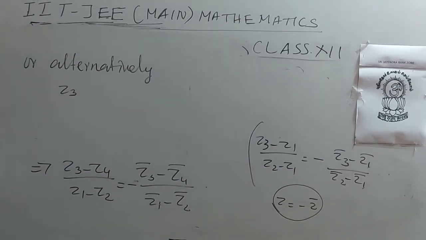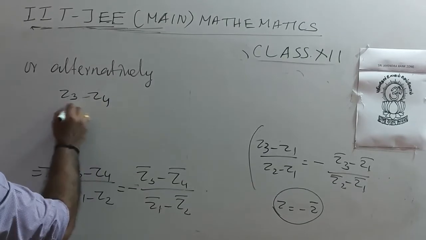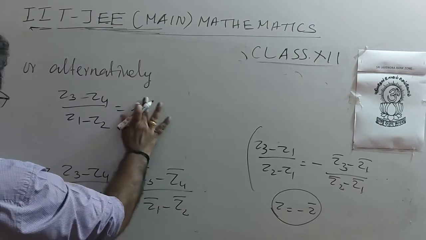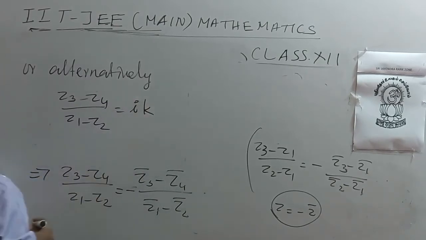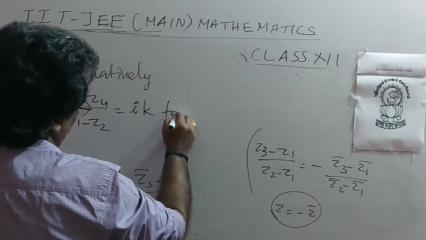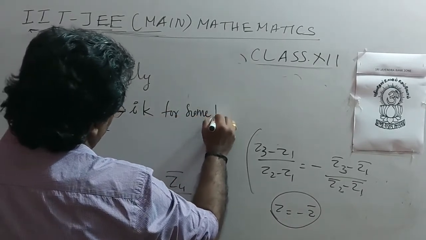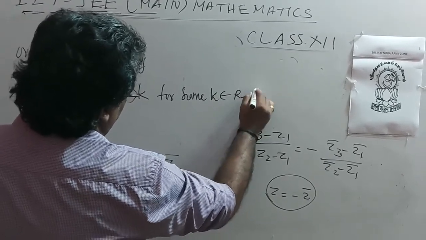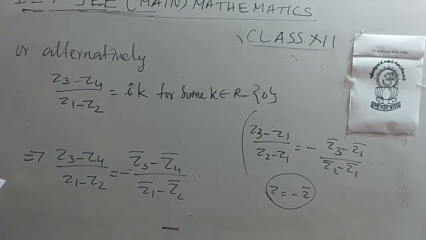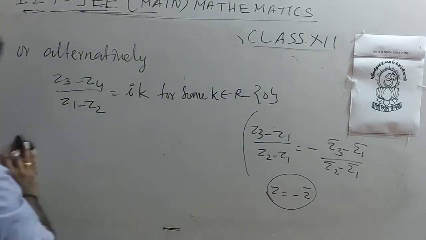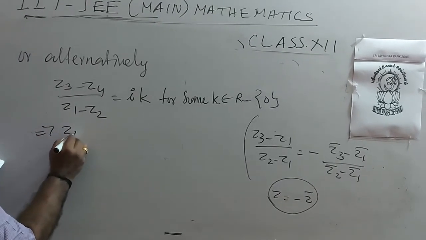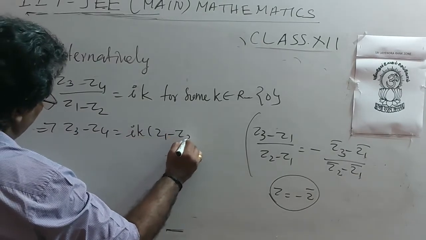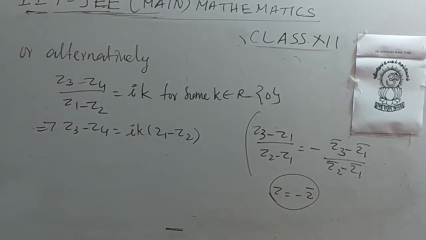Or alternatively, Z3 minus Z4 divided by Z1 minus Z2 equal to iK, for some K belongs to R minus 0. Implies Z3 minus Z4 equal to iK into Z1 minus Z2.